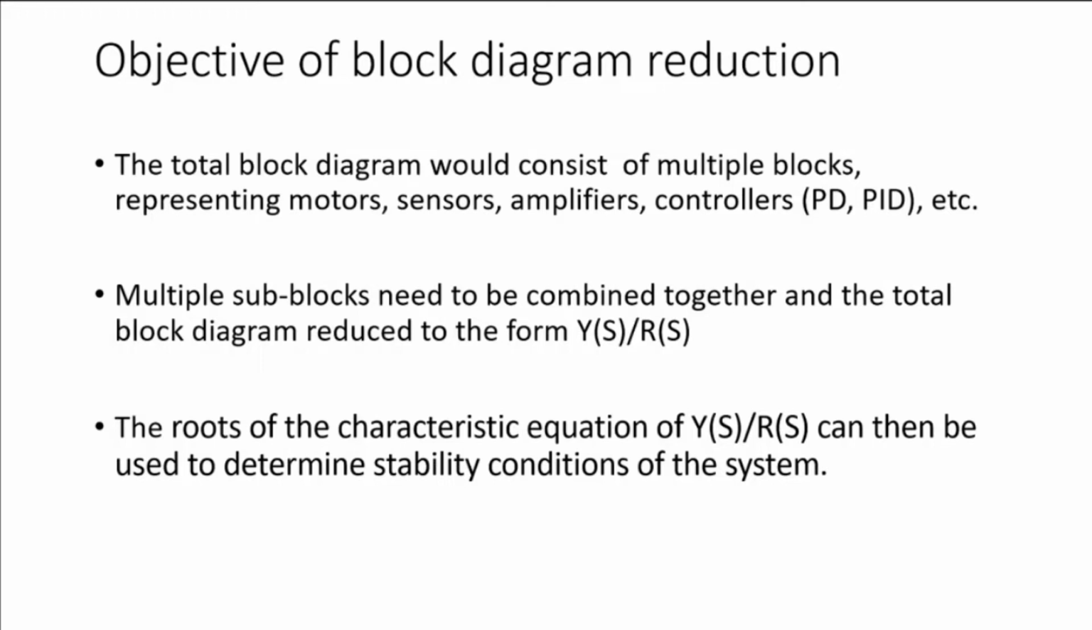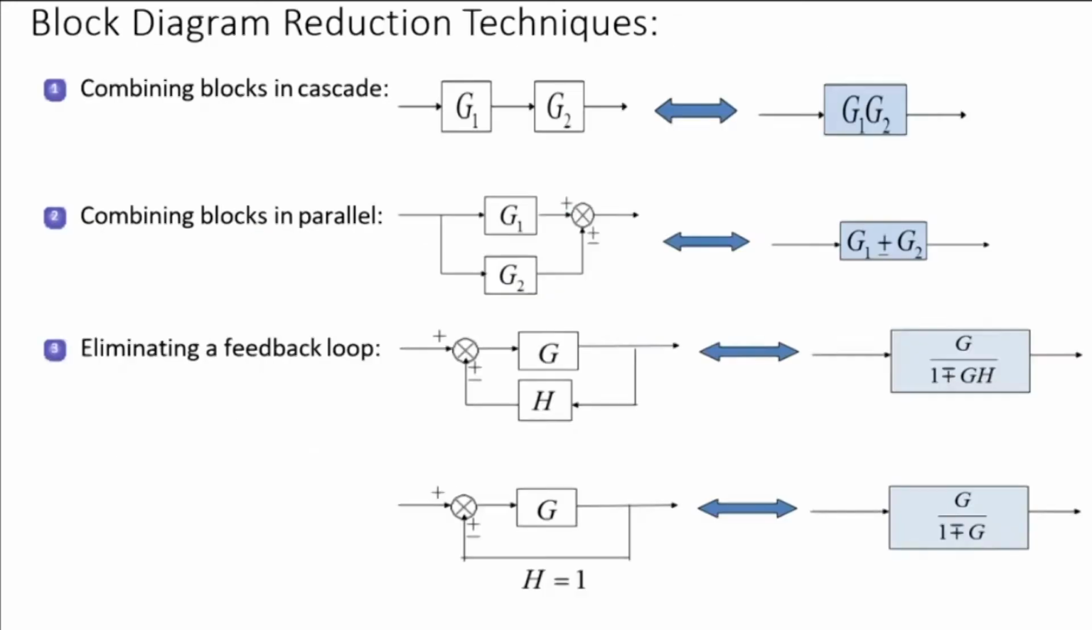They would be consisting of motors, sensors, amplifiers, controllers, then other feed forward and feedback gains, and all of this has to be merged into one total transfer function in the form of the output to the input. Then we'll look at the characteristic equation of that transfer function to talk about things like stability, etc.